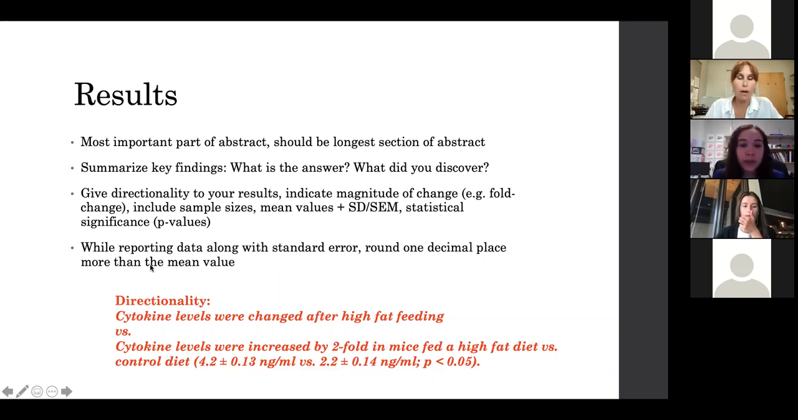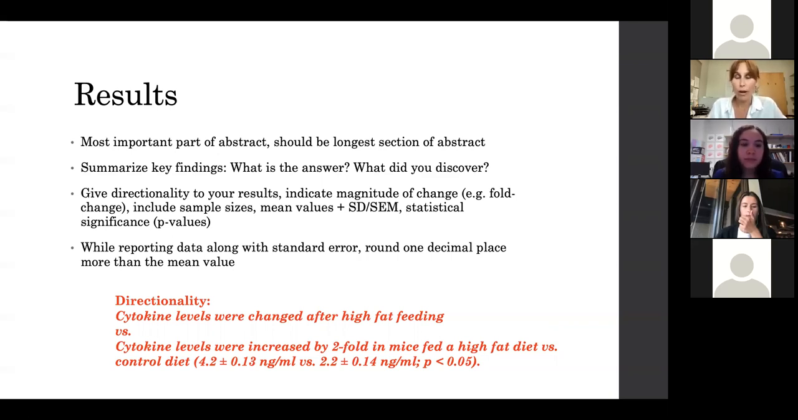We have a question in the chat box. Megan asks, what should you include in the results section if your study is still in progress, the expected results? Yeah, a lot of you will probably be in this situation. So you're going to write what you're going to do.